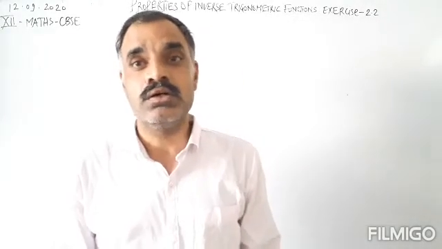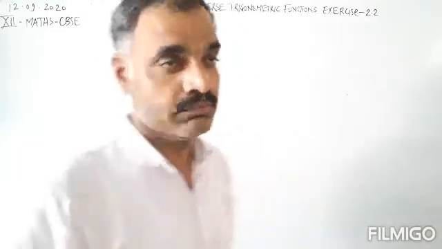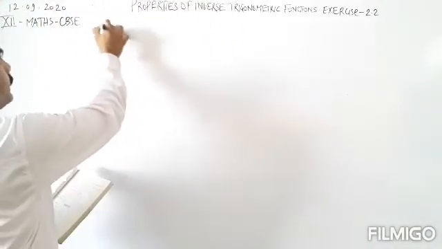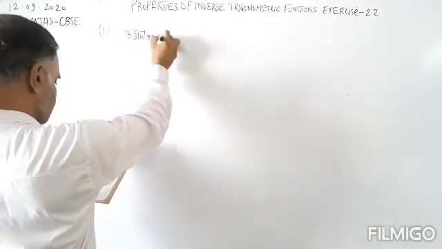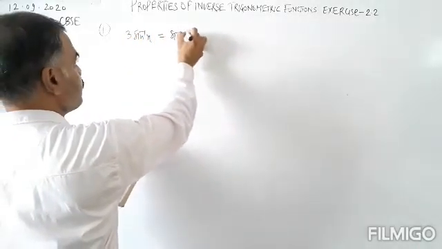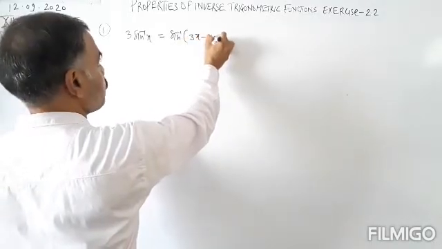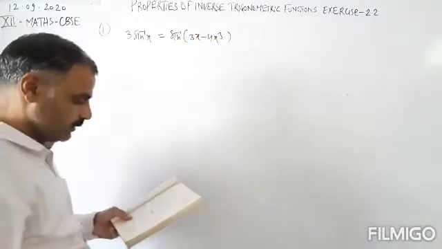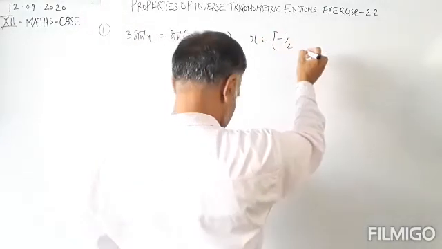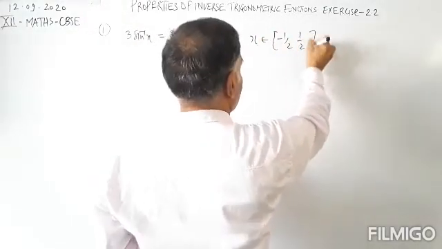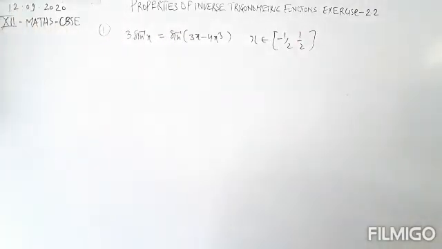Okay, so the question number first, that is 3 sin inverse x is equal to sin inverse of 3x minus 4x cube, and x belongs to minus 1 by 2 to 1 by 2. So we have to solve this.